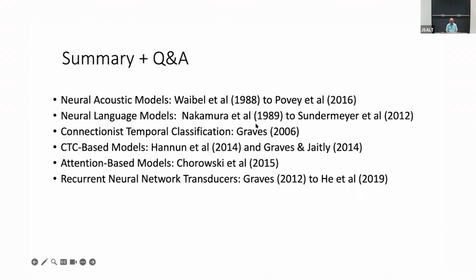You don't have to. Then I talked about neural language models, how the n-gram-like model started with Nakamura and went through. I should have put Mikolov in here. Mikolov's paper in 2010, which was important to the Sundermeyer, Ralf Schlüter, Hermann Ney paper to the LSTMs.